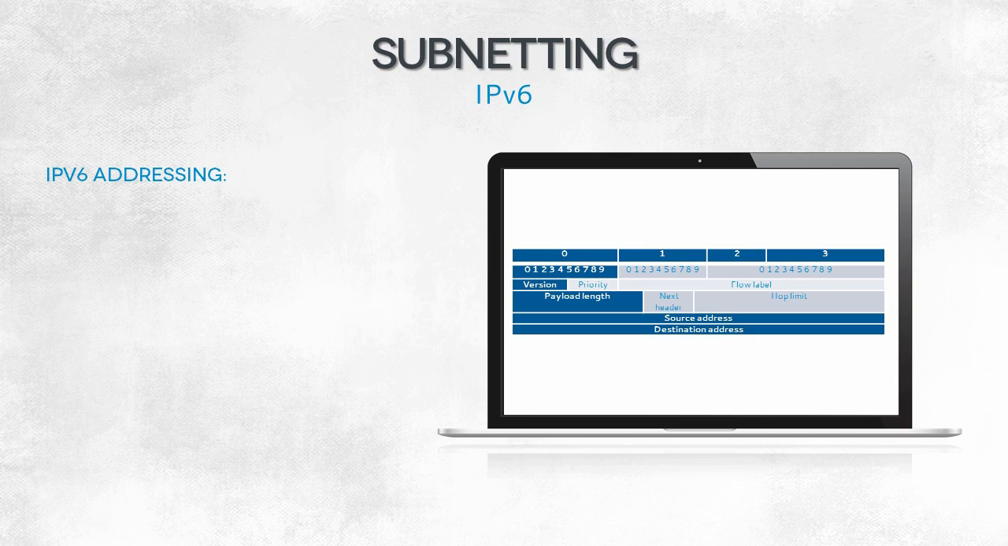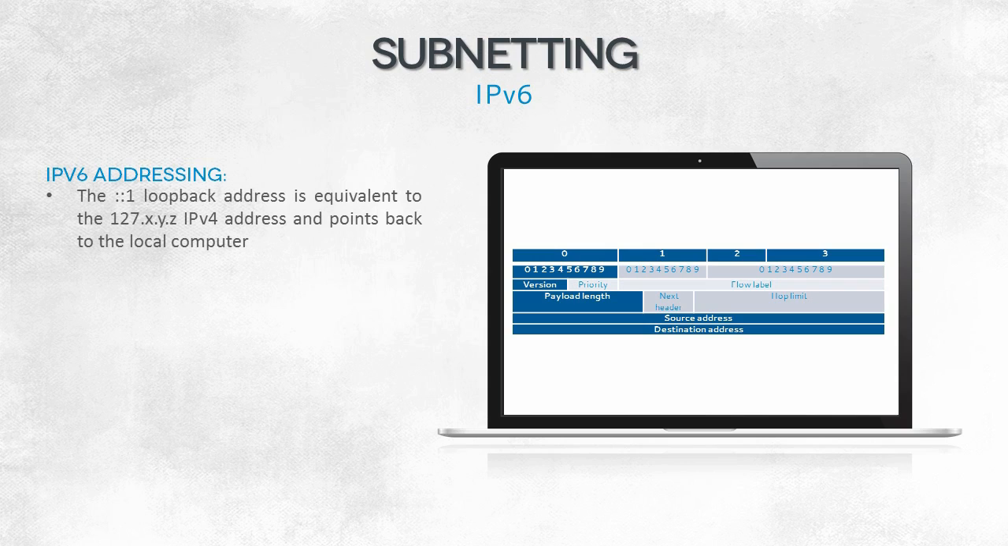IPv6 addresses are widely used, but not all administrators are familiar with them. Therefore, let's discuss IPv6 address types. The address ::1 is the address of the local computer, also called the loopback address. It's the counterpart of the address 127.x.y.z of the IPv4 protocol.